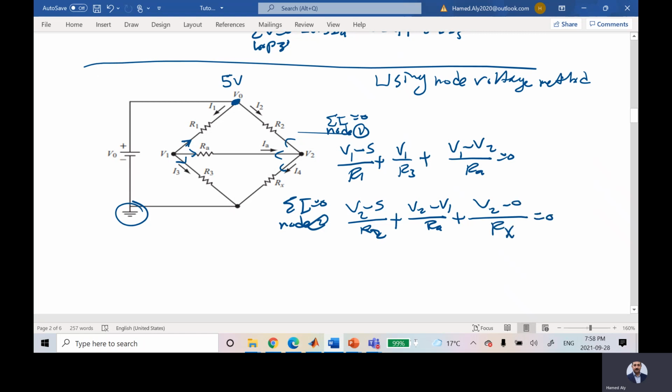Then I have 2 equations. I can solve them. Very easy and straightforward. If I try to use node voltage method, it will be a very easy problem to be solved. 2 equations only in 2 unknowns. Any question?